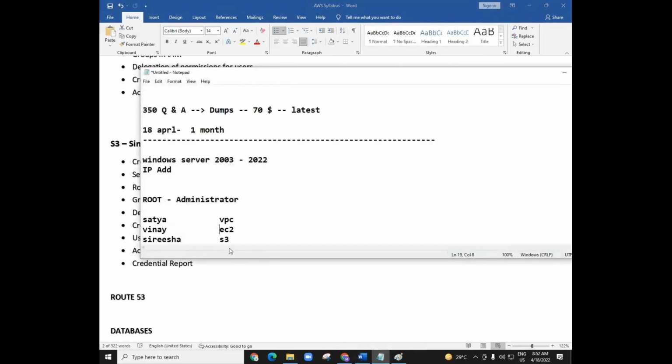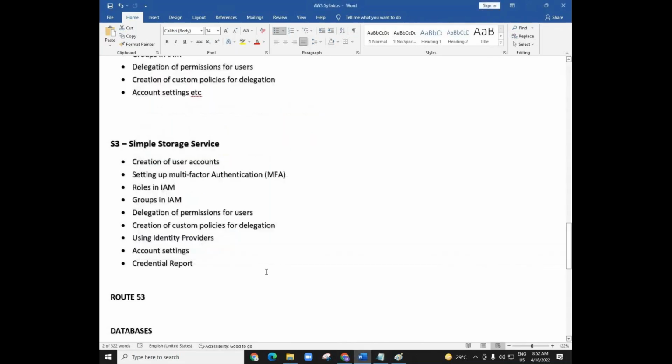Now see here, we have selected Sirisha for storage. So she is managing only S3. There is no other work for her. She is managing only the S3 concept. So like this, things will be divided. The roles will be divided. Okay. Then we have Route 53.